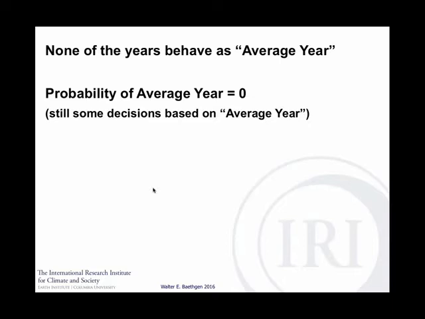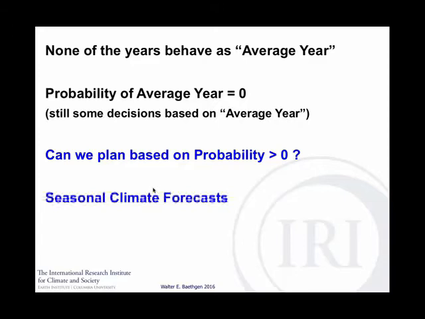However, think how many times we make decisions based on this average year, based on a year that we know has probability equal to 0. So can we plan, can we decide based on probabilities that are greater than 0? That's the role of the seasonal climate forecast.